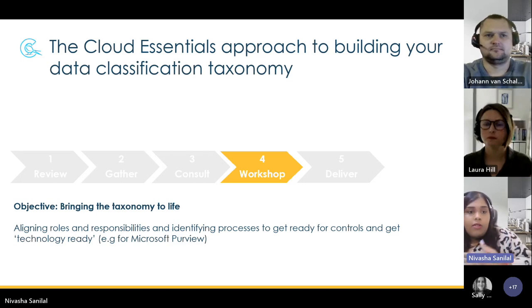Because it's not enough, as we all know, to have a policy or to have technology that don't speak to each other, or have users who aren't aware of this process or that technology. So in this phase, it's really about bringing it to life, ensuring that we align roles and responsibilities, identify the relevant process to get ready for the implementation of controls as required by your data classification taxonomy, such as getting technology ready. And there we could see things like the adoption of Microsoft Purview.